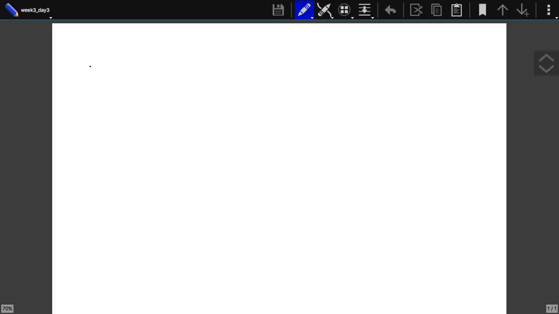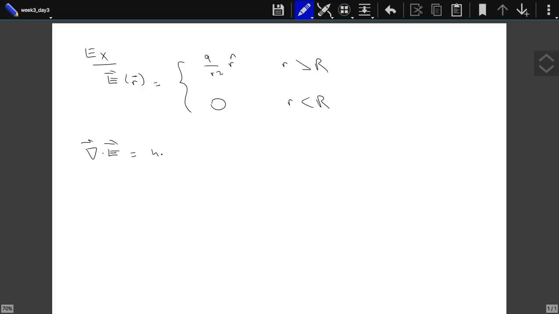Okay, so let's say a different example. Let's say that the electric field is equal to Q over R squared in the R hat direction if R is larger than capital R, and 0 otherwise. Well, this is a simpler version of the homework questions, but the idea will be basically the same. So what do we know? We know that the divergence of the electric field is equal to 4 pi rho.